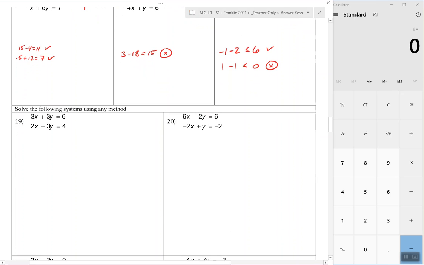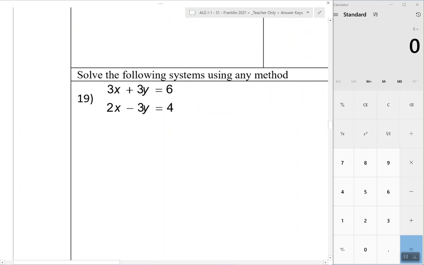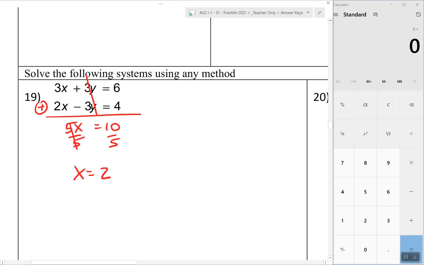Okay, now solve using any method. Here we go. So for this first one, I'm going to use elimination because we have opposites on the y's. So these will cancel out when we add these together. 3 plus negative 3. 3x plus 2x is 5x. That equals 10. Divide by 5 and x equals 2. There's half the answer already.